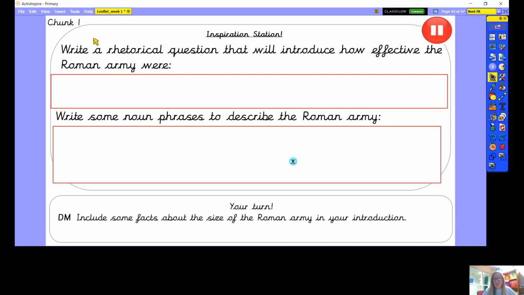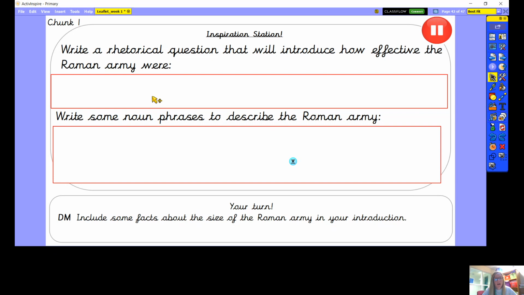Remember to look back at your research and your sentences from yesterday to help you, and then write some noun phrases to describe the Roman army. So words like strong, successful army. Think about why the Roman army were so successful and have a go at writing some of those down now. Pause the video while you do that.